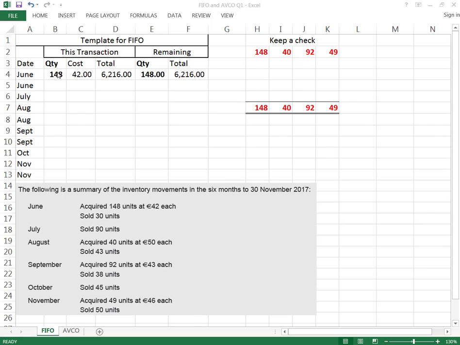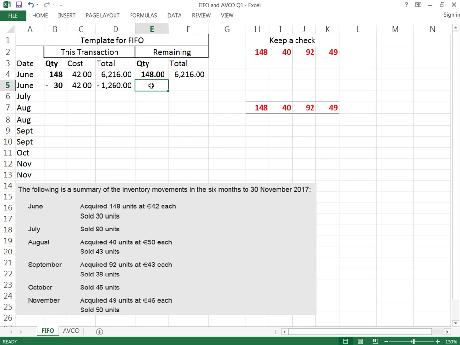Here I've got my first acquisition, my first purchase, 148 at 42, which gives me a total of 6216. And the total remaining, because I've sold nothing, is 148 units with a value of 6216. The next thing that happens is that I sell 30, so I'm going to say minus 30. The cost of those is 42. Why is that 42? Because that's all I have. I don't have anything else. So the cost out of our inventory for that transaction is 1260.